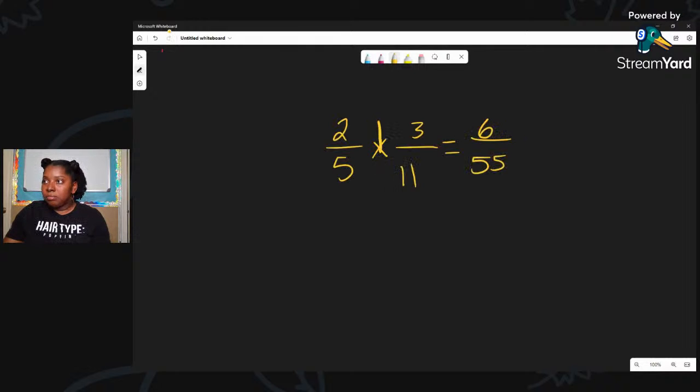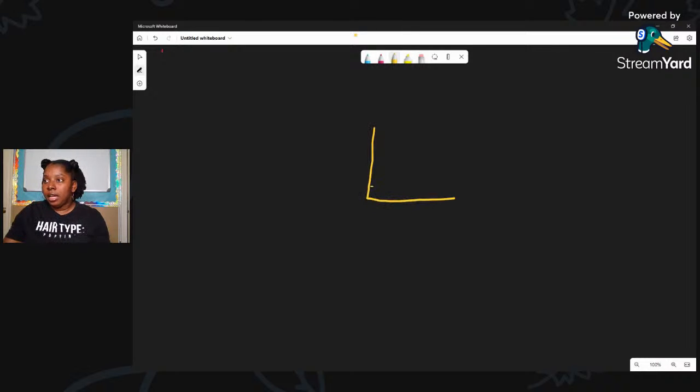Okay, here we go. So we're going to make an L. And it has that little pretty square corner. And there's 90 degrees. Okay. Now, everything else is based off of this 90-degree angle.